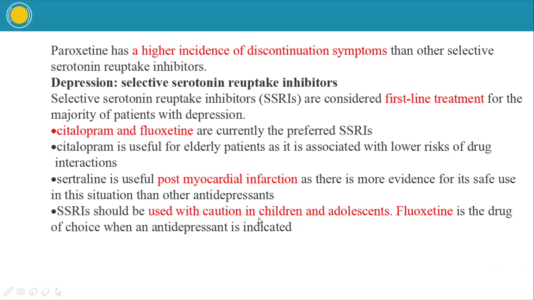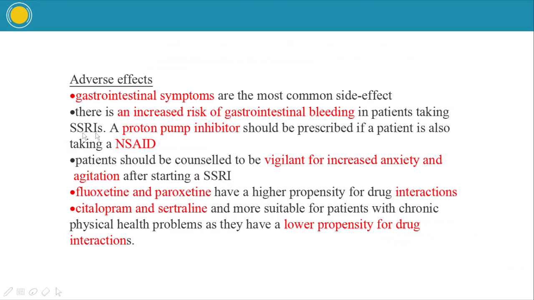Even though we still have to be cautious to use SSRIs, fluoxetine, in children and adolescents. Okay, what are the adverse effects of SSRIs? They are GI tract side effects. What are these? Increased risk of GI bleeding, especially if the patient is using an NSAID or aspirin.